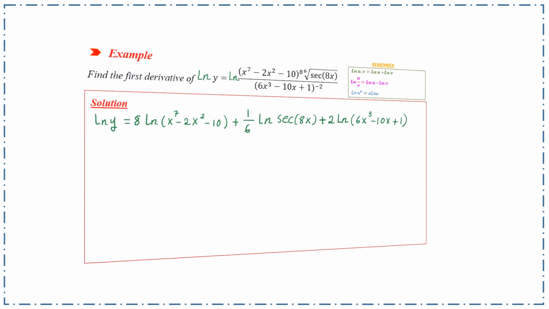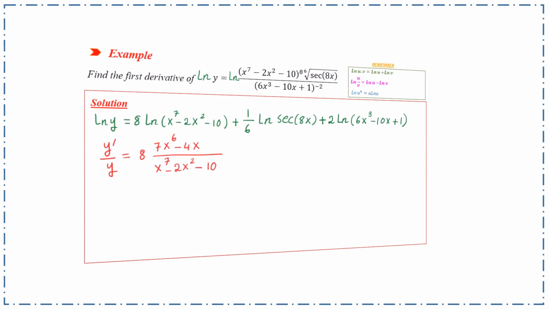So the second step will start with the left hand side, and the derivative of ln y is the derivative of the inside function, which is 1, but you have to multiply it by y prime by implicit differentiation, divided by the inside function. And this is equal to 8 multiplied by the derivative of ln of x power 7 minus 2x squared minus 10, and this is equal to 7x power 6 minus 4x, and -10 is a constant, so the derivative is equal to 0, divided by the inside function x power 7 minus 2x squared minus 10.